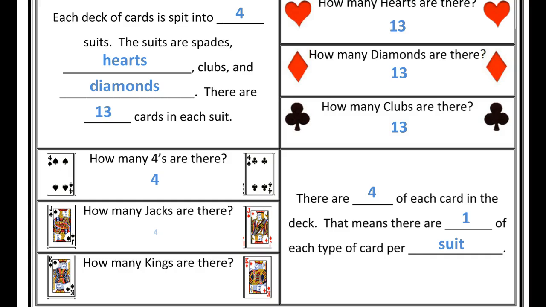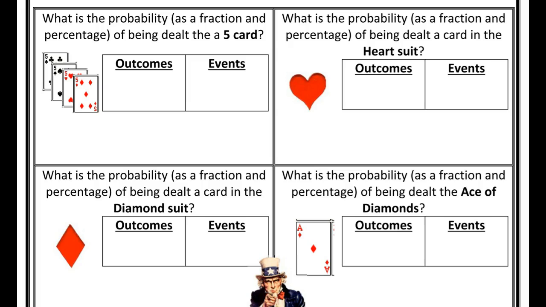How many jacks are there? There's 4. There's 1 jack of hearts, jack of clubs, jack of diamonds, and jack of spades. Same thing with kings. There's 4 kings in the deck.